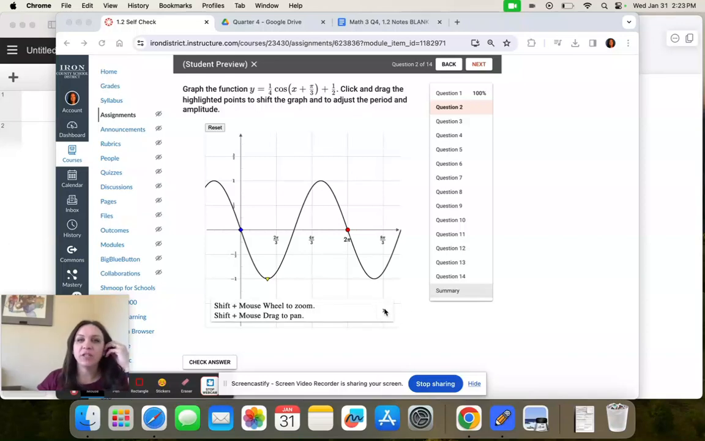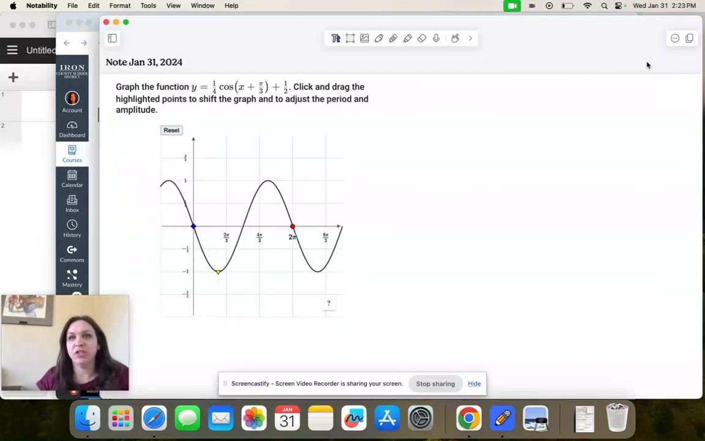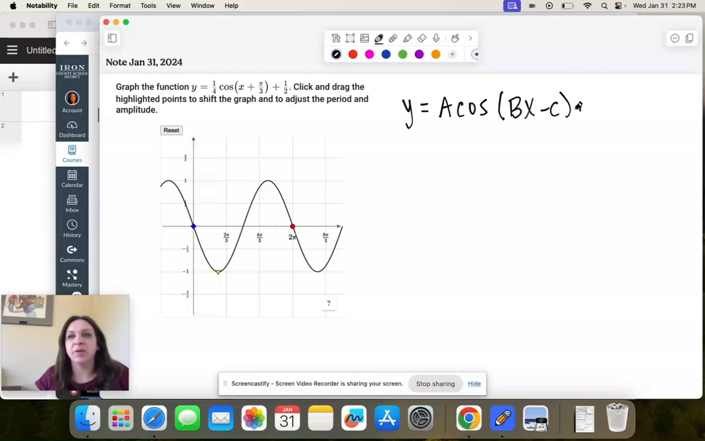All right, question 2, we have a cosine function. So I'm just going to write our cosine. It's a cosine of bx minus c plus d. And we're given this: y equals 1/4 cosine of x plus pi thirds plus 1/2.